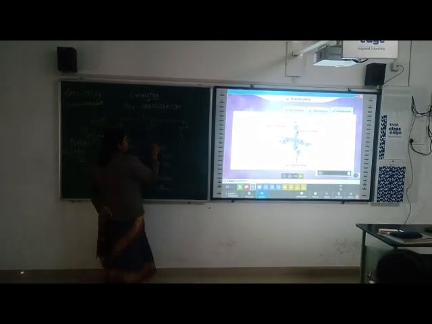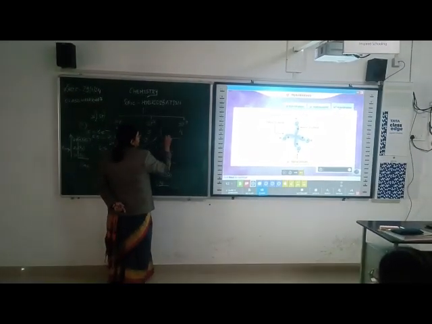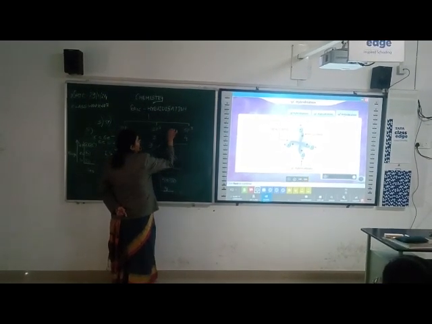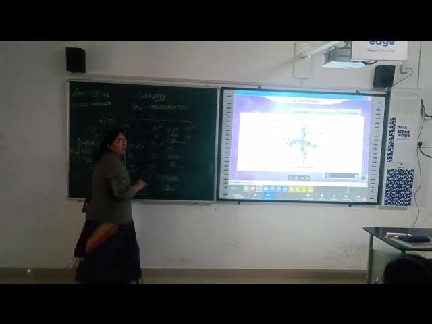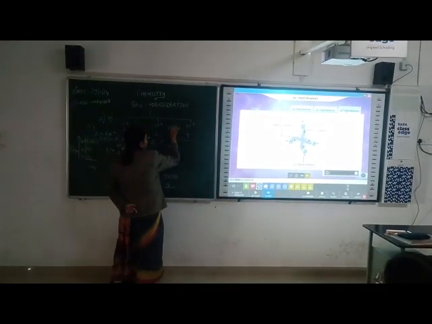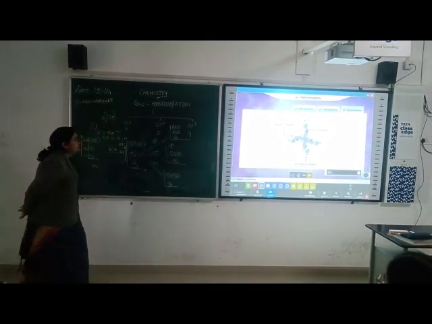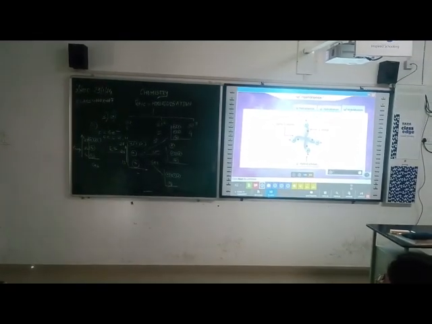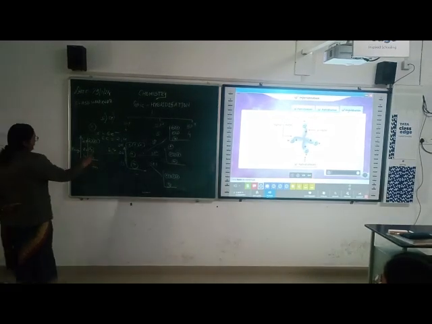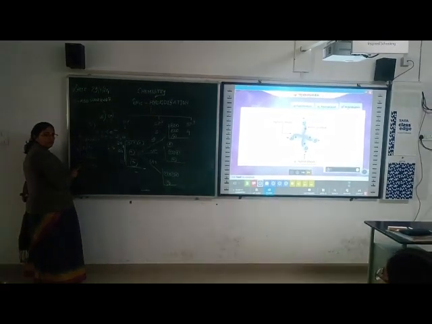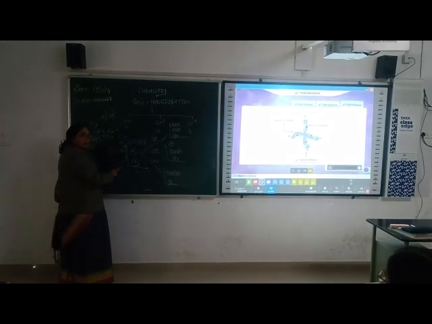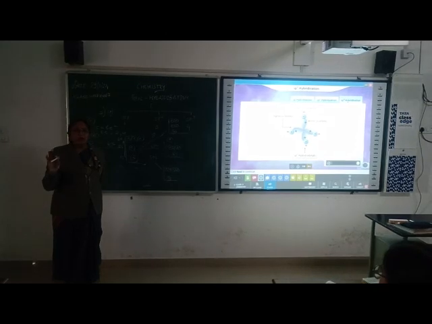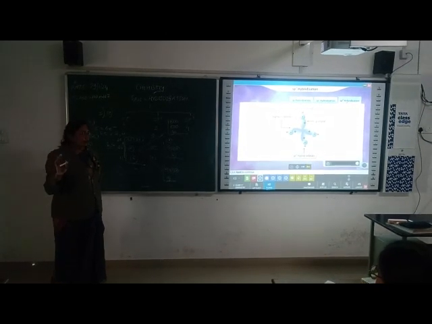Okay, and what is in sp? Only 2 here and 2 here. Got it? Say yes or no. So suppose this comes in your question paper: explain sp3, sp2, sp hybridization in carbon. So you have to represent it like this. Ground state same, excited state same, but the only difference is in their hybridization. Clear to all? Say yes or no. Yes. So keep it in your mind.